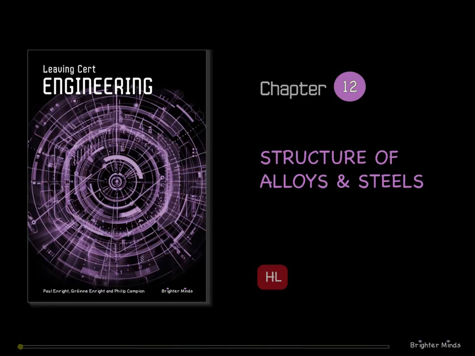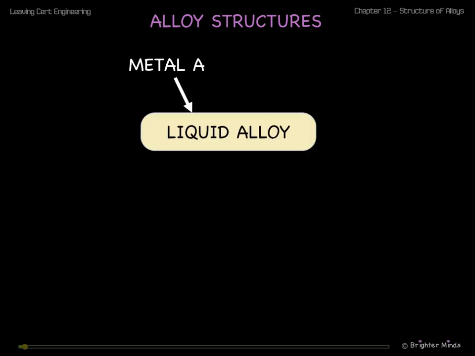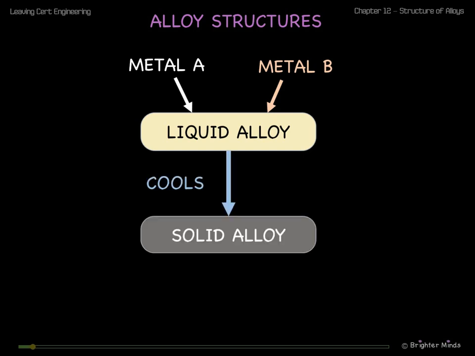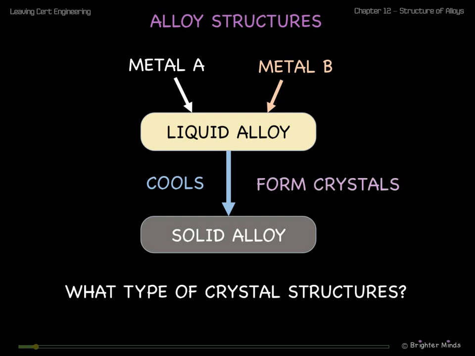Chapter 12. Structure of Alloys and Steels. Let's suppose we have a hot liquid alloy containing two different metals. While the alloy is in liquid form, the atoms from metals A and B can mix and move around freely. As the liquid cools and forms a solid, the metals will try to form crystal structures. What type of crystal structures will they form?